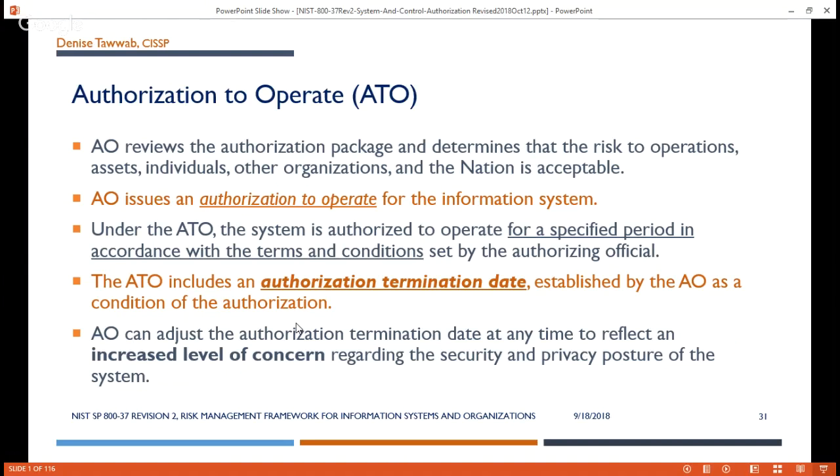The ATO includes an authorization termination date established by the AO as a condition of the authorization. The AO can adjust the authorization termination date at any time to reflect an increased level of concern about the security and privacy posture of the system. So basically, the authorizing official can give a no-go decision at any point in time, even after issuing the authorization.